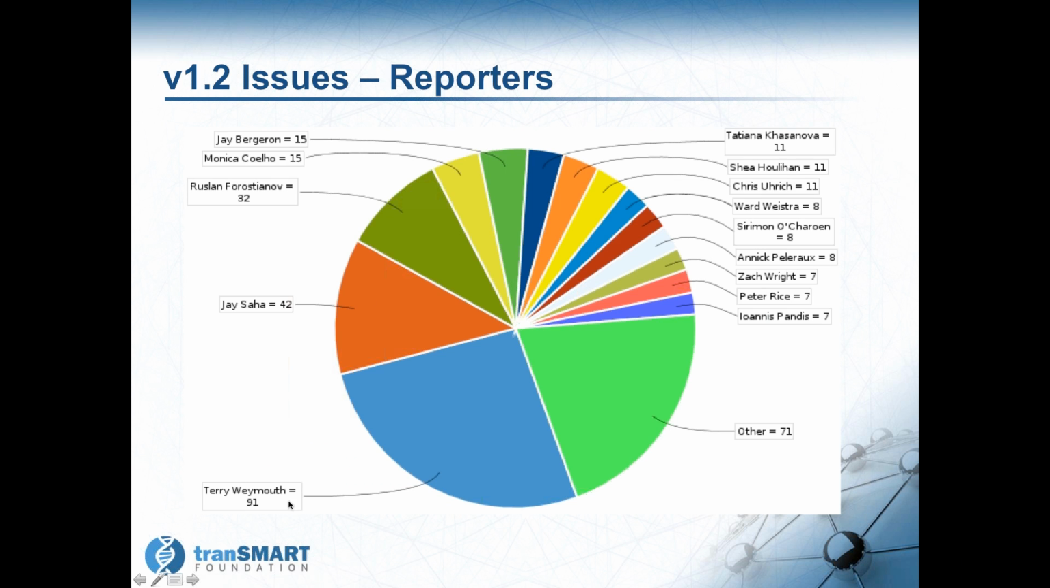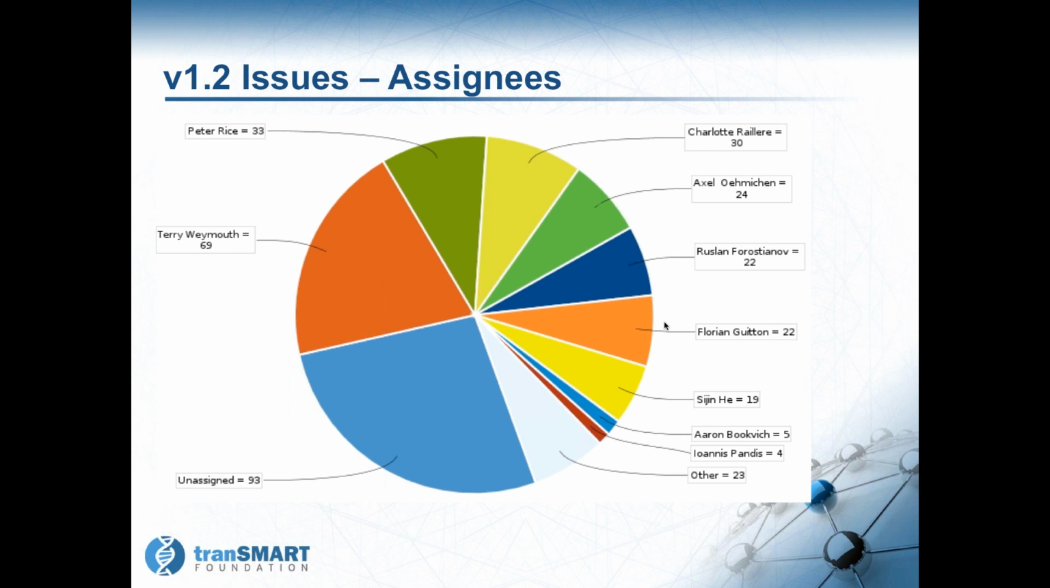And you can see the key contributors here. Terry Weymouth from University of Michigan, Jay Saha coming from IDBS in Europe, Ruslan from the Hive in the Netherlands, Jay Bergeron from Pfizer and Etrix, Tatiana coming from Rancho Biosciences, and others. We had a very broad distribution of people working both across the community and, in fact, globally overall.